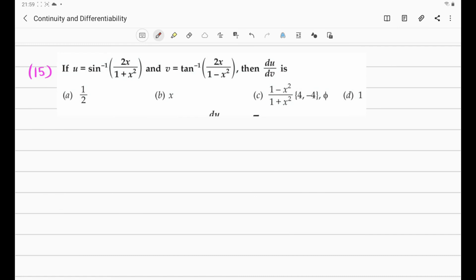Question number 15. If u equal to sin inverse 2x by 1 plus x square and v equal to tan inverse 2x by 1 minus x square, then find du by dv.